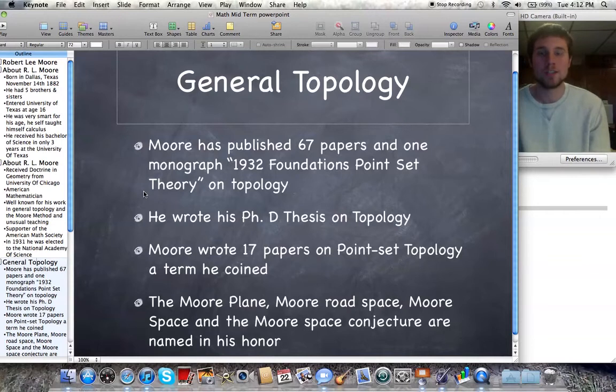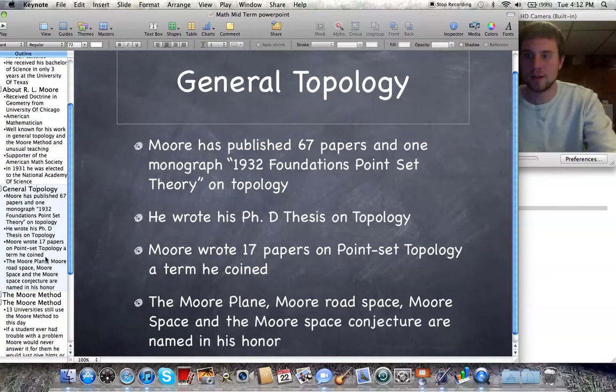Moore wrote his PhD thesis on topology, so you know that he really did base his career on topology, because throughout college that's what he based most of his work on. Moore ended up writing 17 papers on point set topology, a term that he later coined. He did that because he spent so much time on the topic that he thought, why not? I figured this out so much that this should be my term. The Moore plane, Moore road space, Moore space, and the Moore space conjecture are named in his honor because of his work with topology.